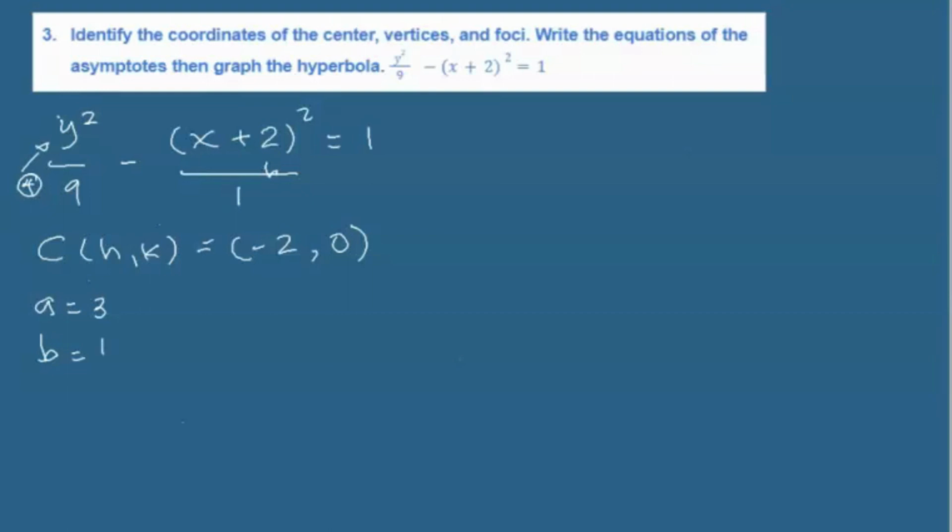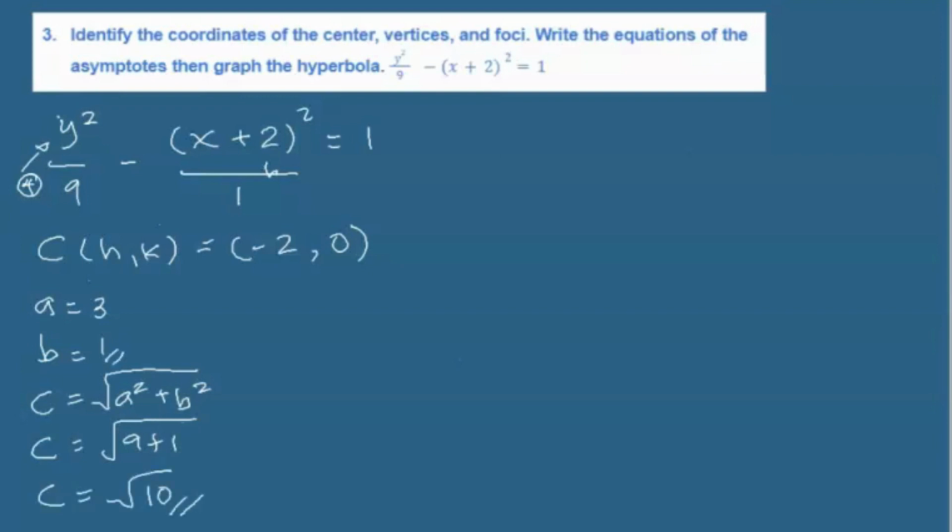And c is equal to the square root of a squared plus b squared. So c is equal to the square root of 9 plus 1, so c is equal to the square root of 10. So that's our values of a, b, and c. Okay, so let's graph our center. Our center is (-2, 0).